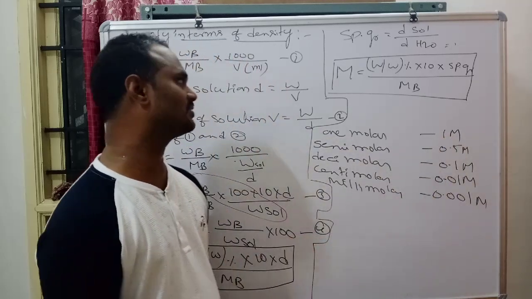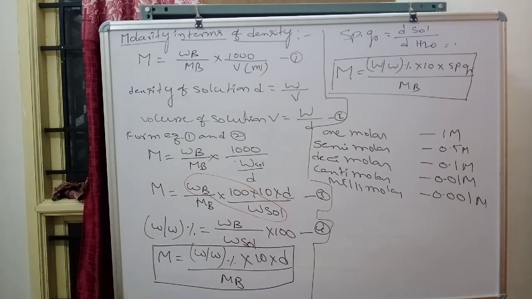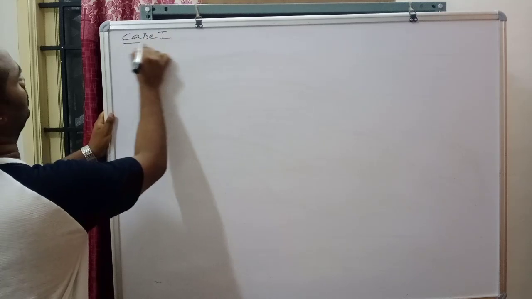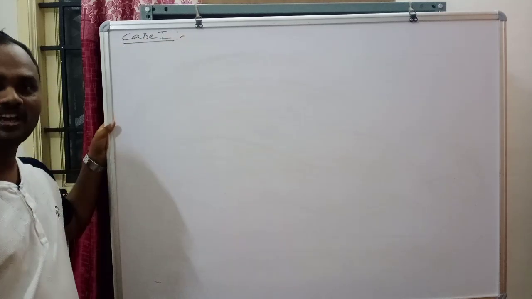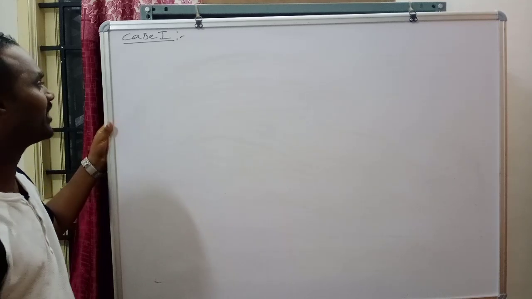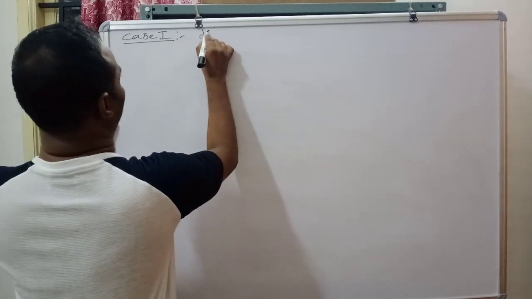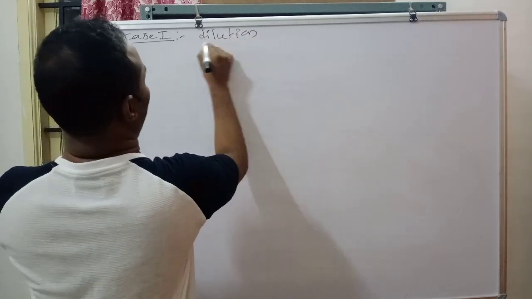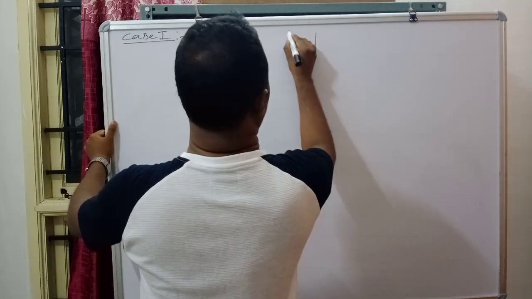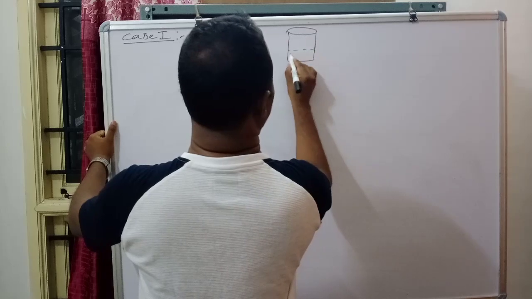Is it clear? Next we are going to see different formulas to calculate molarity in different cases. Case 1, dilution. What is meant by dilution? Suppose some concentrated solution is there here.